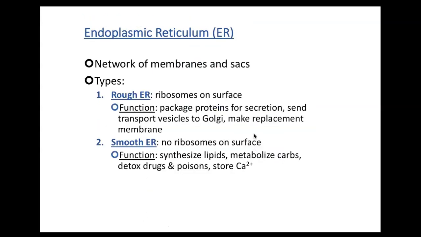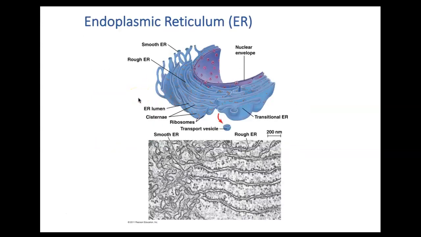All right, your endoplasmic reticulum. I would say the most important thing, I mean, there's a lot that it does, the rough ER and the smooth ER. The rough ER has ribosomes on it, so obviously it's going to be involved in the proteins and the packaging of the proteins. Makes replacement membrane. Smooth ER synthesizes lipids, metabolizes carbs, detoxes drugs and poisons. I would say for the purposes of the AP exam, you really would only need to know this. The rough ER is for packaging proteins. And it's easy to remember that because rough ER has ribosomes on them. So that's what I would probably know from that.